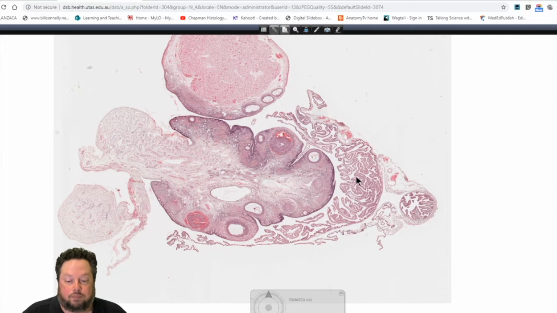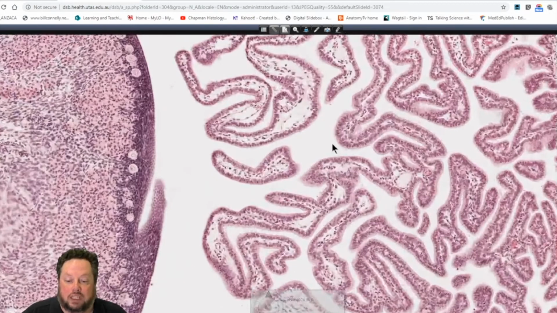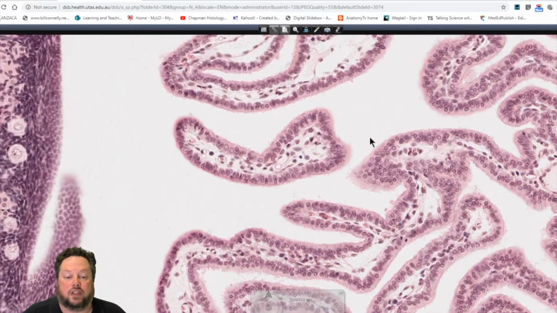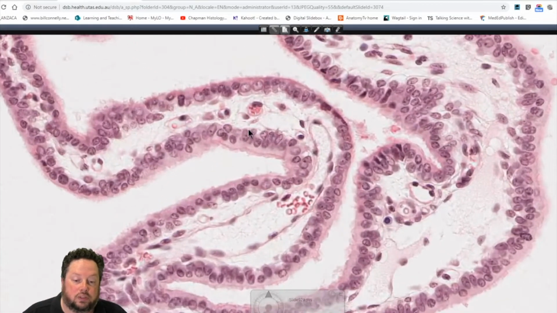ampulla. So if we zoom in here, we can see how highly folded these finger-like projections are. They're basically just an epithelium and a layer of lamina propria. So you can see they're sort of floating. These of course are connected, but just in this plane of section they're not. So we zoom in here.